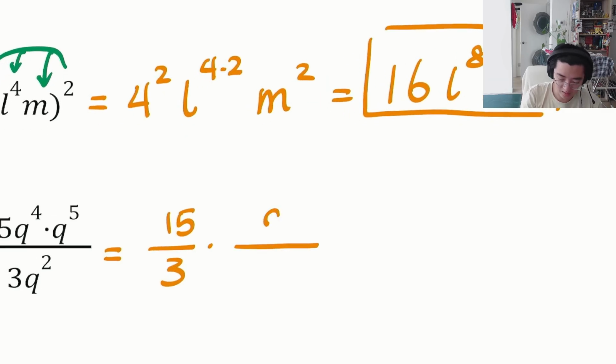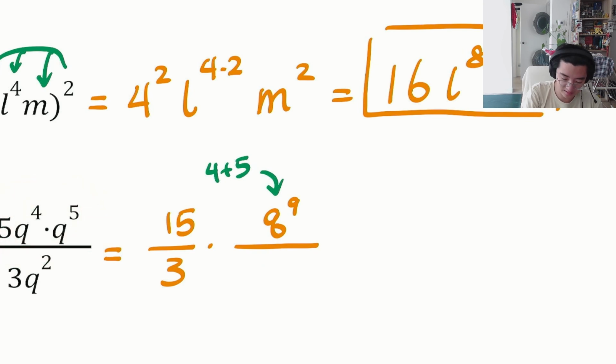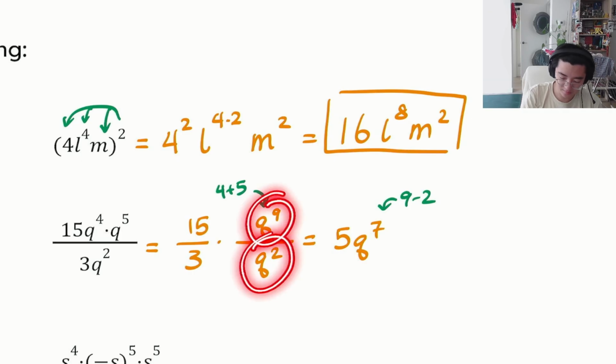we got q to the power of 9 up here. Right? Because we're adding the exponents up, because they multiply. So that over q to the power of 2. 15 divided by 3 is 5. And q is to the power of 7. Right? Because we got 9 minus 2 here. I got this variable, the 9 subtracted by the 2.